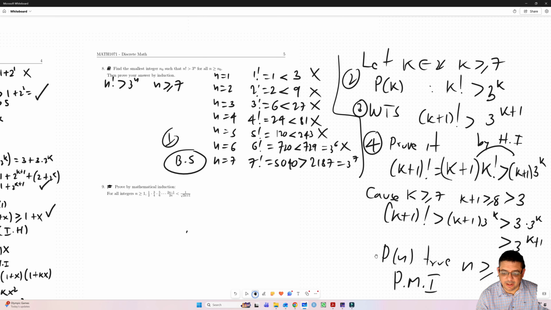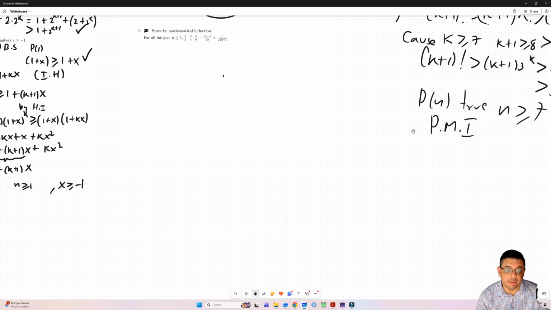All right, so now let's move to number 9, which is really the last term. So in here we have a sequence, and we want to show that the multiplication of those numbers is always going to be less than the square root of 1 over 2n plus 1. So first, the basis step. So step number 1. Let's prove for n equals 1.